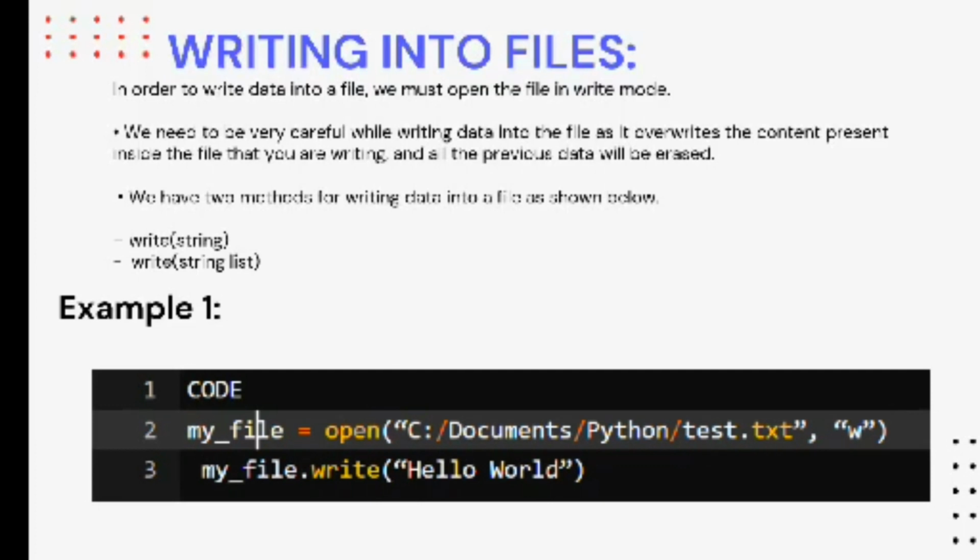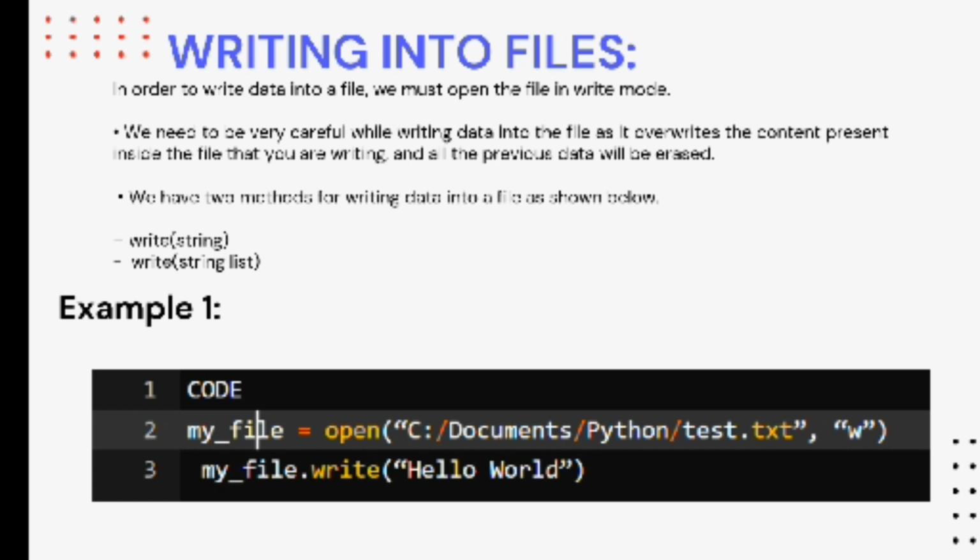The next topic is writing into files. In order to write data into a file, we must open the file in write mode. We need to be very careful while writing data into the file, as it overwrites the content present inside the file that you are writing, and all the previous data will be erased. We have two methods for writing data into a file as shown below. The first method is write(string). The second method is writelines(string list).